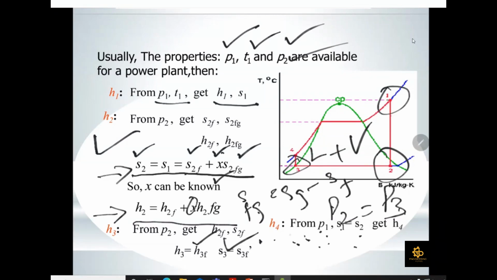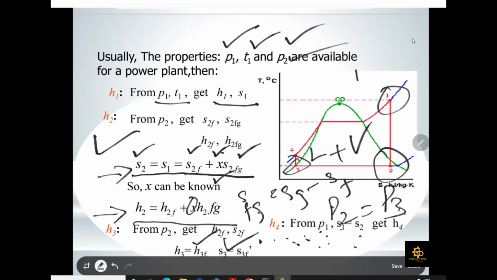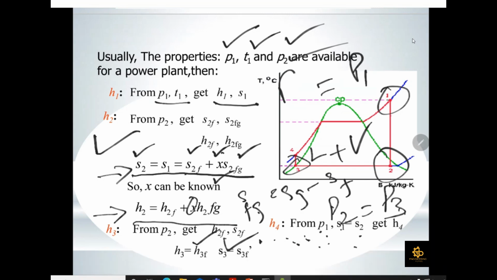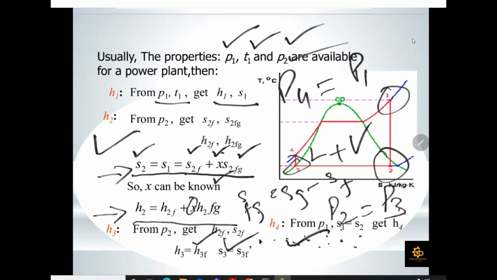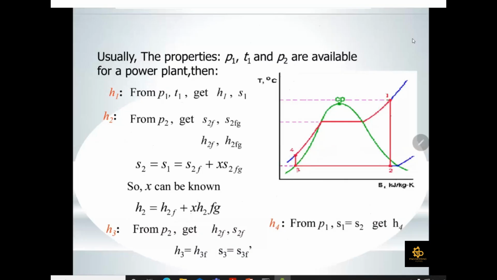Again, coming towards point 4, the pressure 1 is equal to pressure 4. So if your pressure 1 is given, you can easily find out the pressure 4, and you can easily find the enthalpy value at point 4 as well. So this is the way we can analyze it.